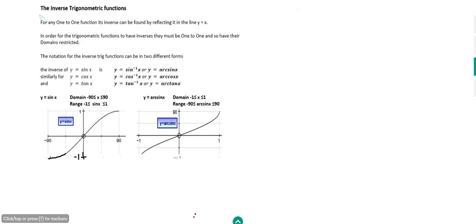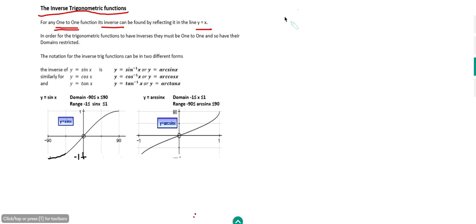We're now going to look at inverse trigonometric functions. So it's saying that for any one-to-one function, its inverse can be found by reflecting in the line y equals x. So what I'm going to do first of all is just talk about what a one-to-one function is and why it has to be a one-to-one function for our inverse to be found.